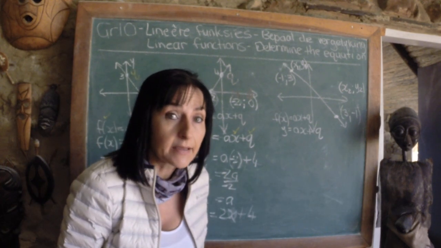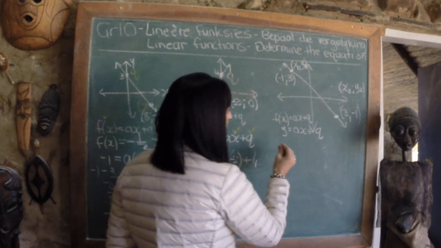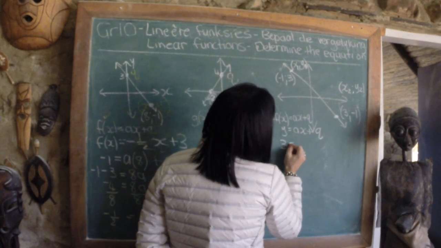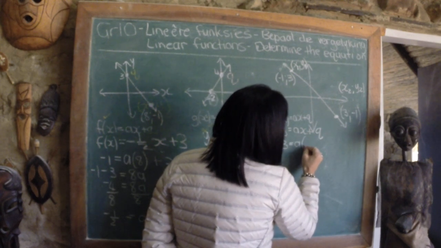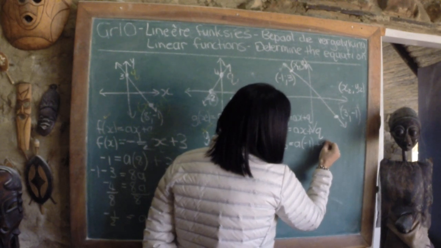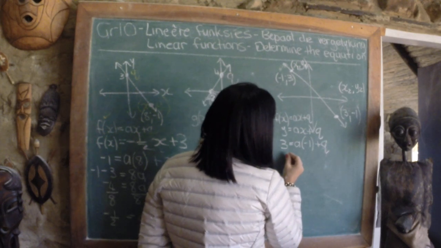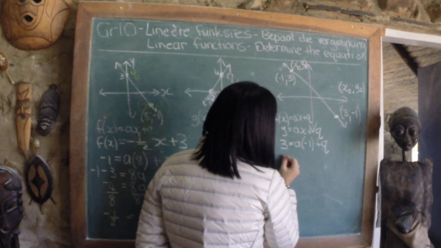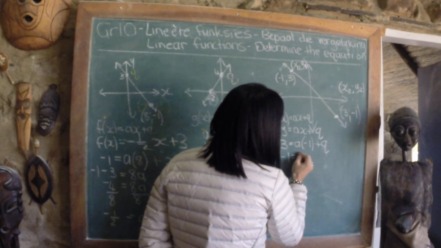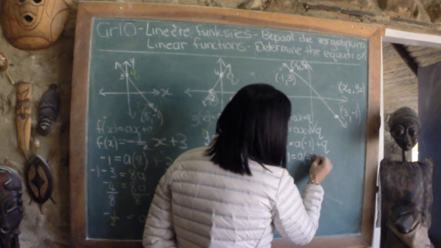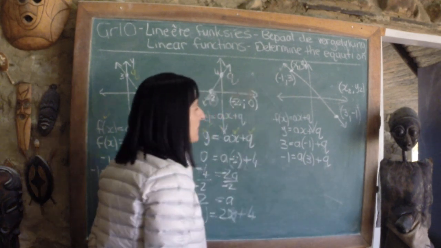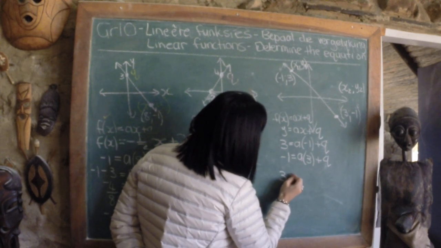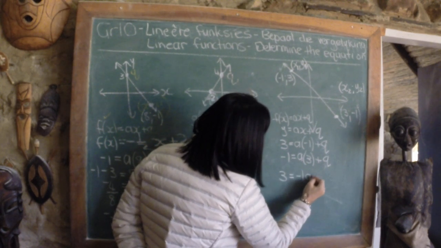En dan kan ek gelyktydig oplos. So kom ons gaan kyk as ons dit doen. As ek y in y se plek insit, dan is 3 is gelyk aan a maal minus 1 plus q. En as ek hierdie ouetjie gaan insit, 3 en minus 1, dan sit minus 1 is gelyk aan a maal 3 plus q. If I simplify that 2 equations, I've got 3 equals minus 1a plus q.